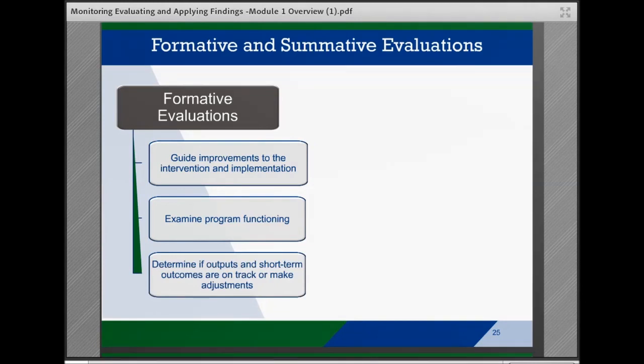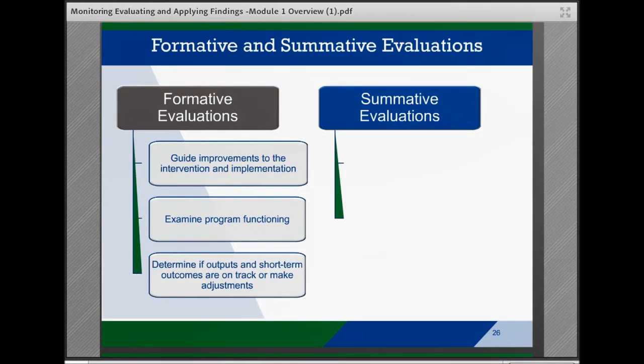And it helps teams to determine whether their expected outputs and short-term outcomes are on track and decide whether to make adjustments. Formative evaluations are especially useful during early implementation, particularly if the intervention is a new design or has been adapted for a new setting or population.